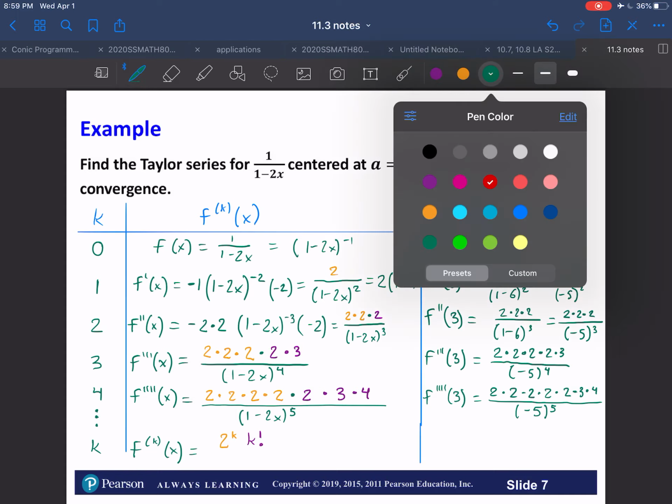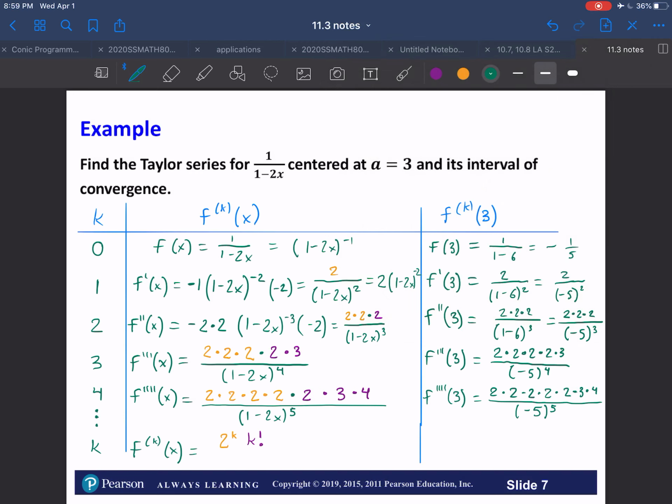Alright, so let me go back to my green. And the denominator, I think, is fairly straightforward. The denominator actually changes pretty obviously. We always have 1 minus 2x raised to some power. And that power is always going to be 1 more than the derivative that we took. So here, this whole thing is raised to the 1 power, but we were at k equals 0. This whole thing was raised to the 2 power, but we were at the first derivative. And so in general, we can write this as 1 minus 2x raised to the k plus 1 power.